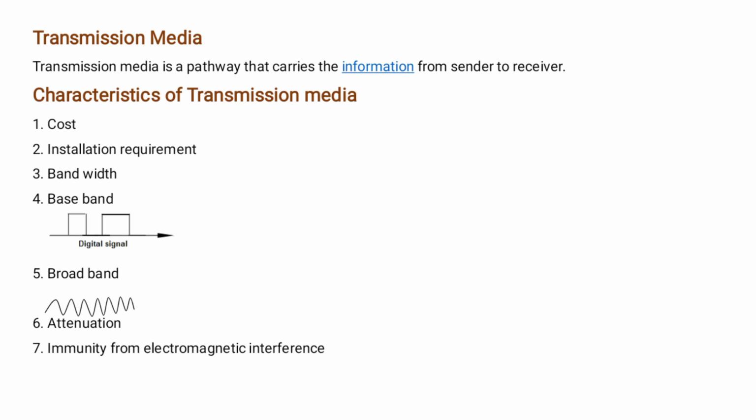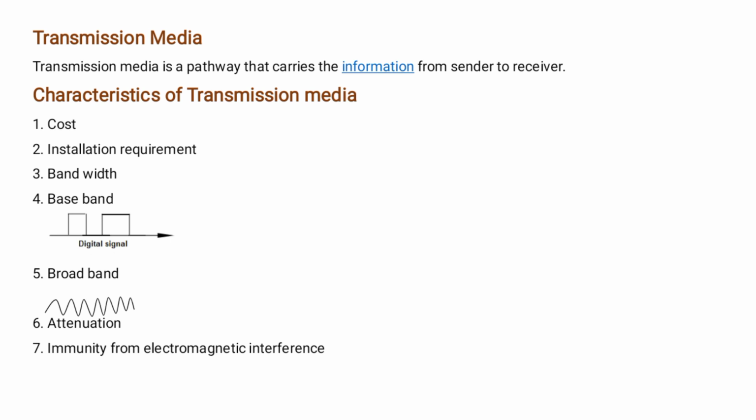What are the characteristics of transmission media? The first is cost, second is installation requirement, third is bandwidth, fourth is baseband, fifth is broadband, sixth is attenuation, and seventh is immunity from electromagnetic interference. Now first we will discuss the cost.